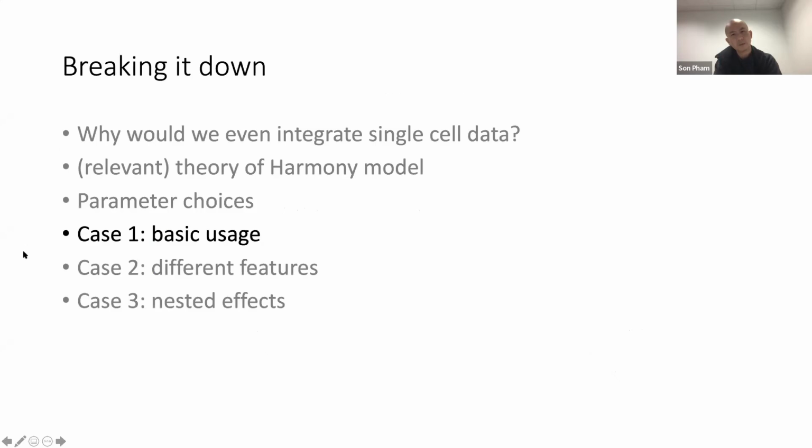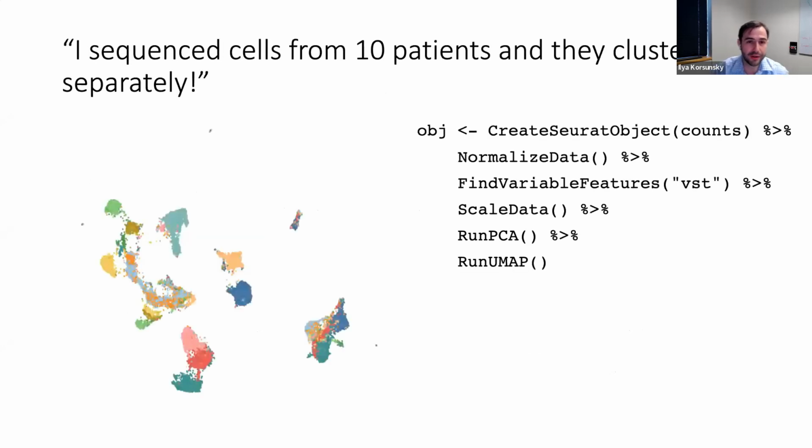Cool. So let's walk through three pretty quick use cases. I think we'll actually have a lot of time for questions because they're pretty simple ones. I think this is the use case that everyone has used or seen: I have 10 patients, I profiled each one with 10x in its own separate lane, and now they all group separately in my UMAP. This is real data from one of our early studies, and this is horrible. This tells us that there's no reproducibility across donors unless we integrate.